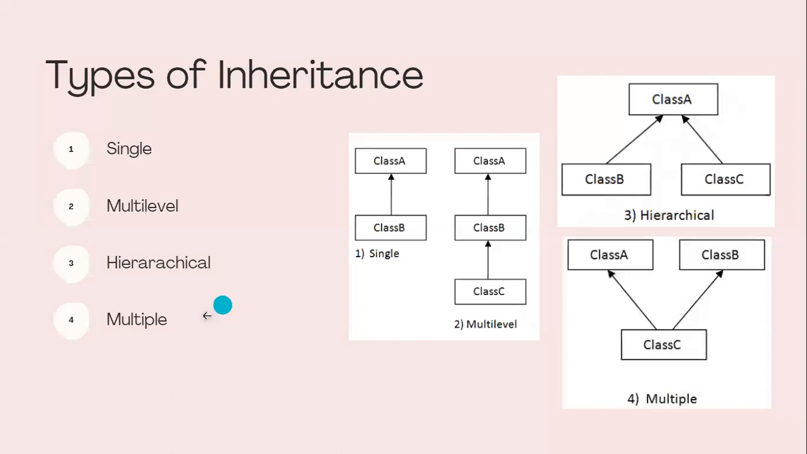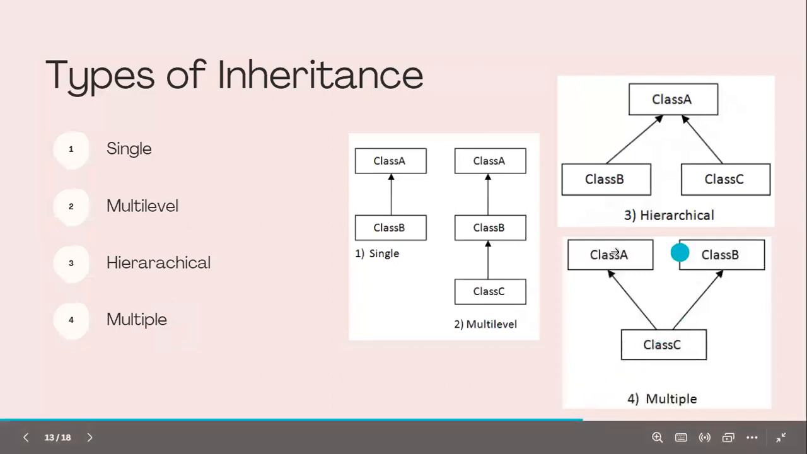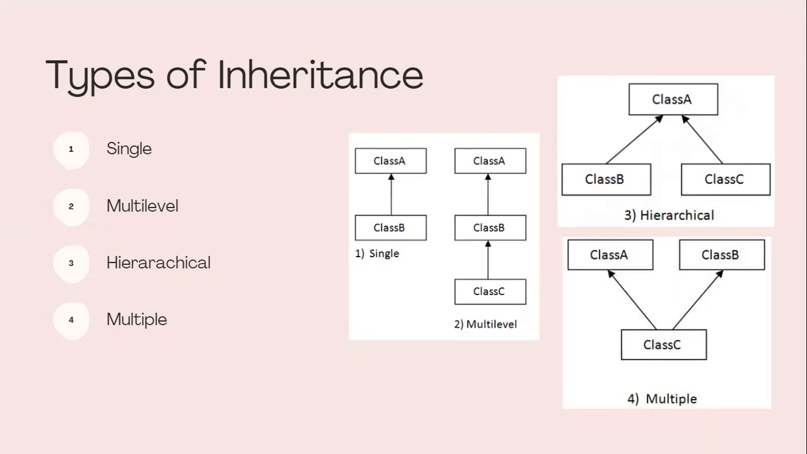Multiple inheritance. Multiple inheritance allows a derived class to inherit properties and behavior from multiple base classes, creating a complex relationship. Multi-level inheritance: in multi-level inheritance, a class can inherit from another class, which in turn can inherit from another class, forming a chain or hierarchy of inheritance.